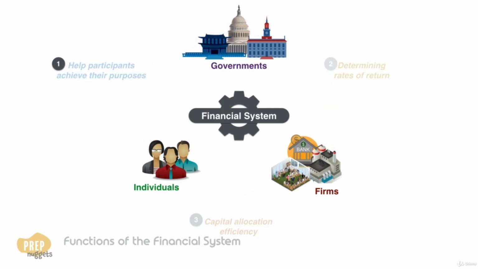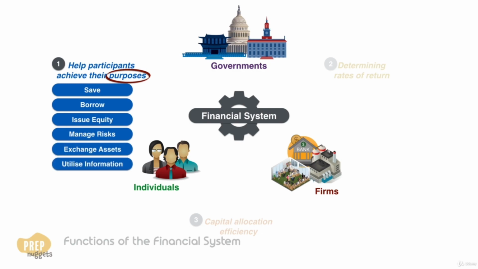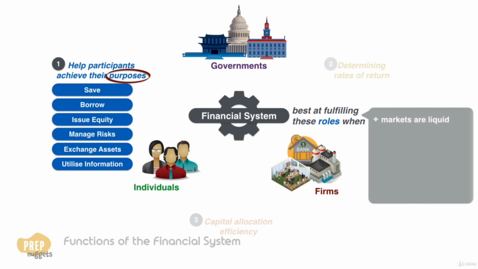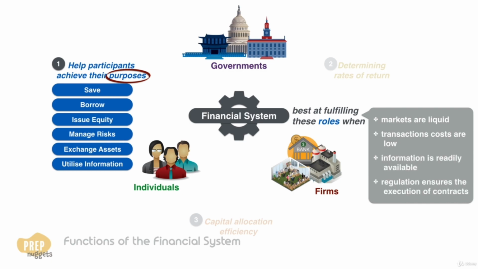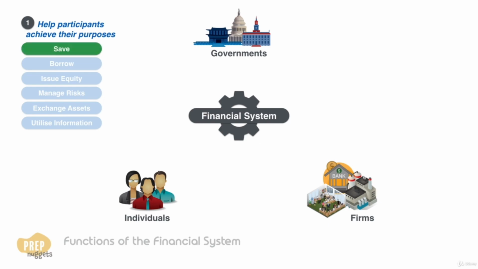Firstly, the goal of helping participants achieve their purposes in using the financial system. Some of these purposes are to save, borrow, issue equity capital, manage risks, exchange assets, and to utilize information. The financial system is best at fulfilling these roles when the markets are liquid, transaction costs are low, information is readily available, and when regulation ensures the execution of contracts. Let's go through each of these purposes, starting with savings.